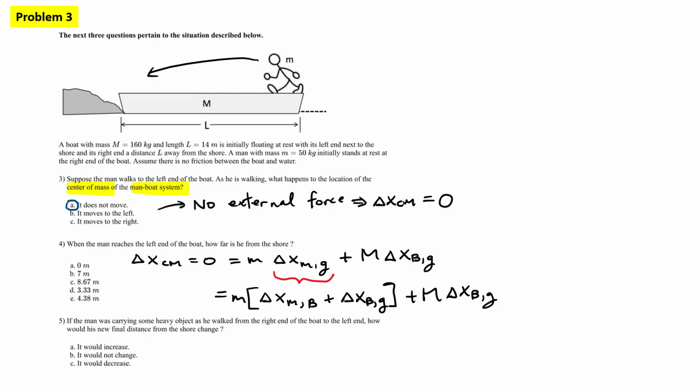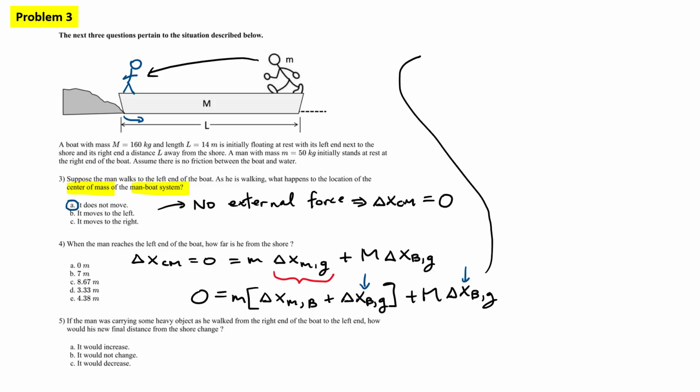Now think about what we're looking for. They want to know how far he is from shore. Well, again, he's going to be standing over here, but the boat is going to be moving back a little bit, okay? Because as he walks, he produces a force acting on that boat. So it's going to move back a little bit. So we want to find what that distance is, and that corresponds to this. What is the displacement of the boat with respect to the ground? Again, all we have to do now is group the terms and then simplify this expression and solve for this unknown right here. So let's do a little bit more algebra.